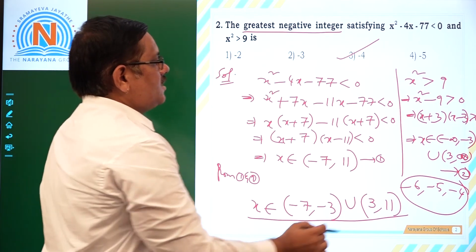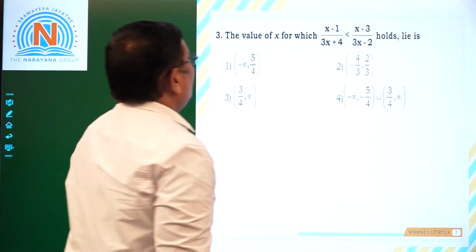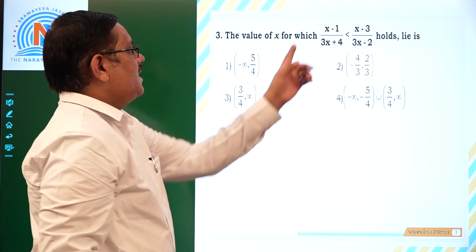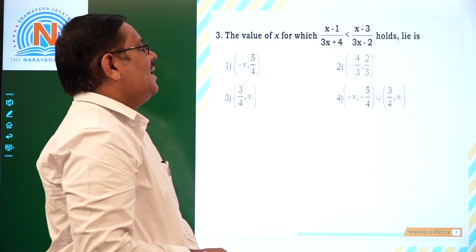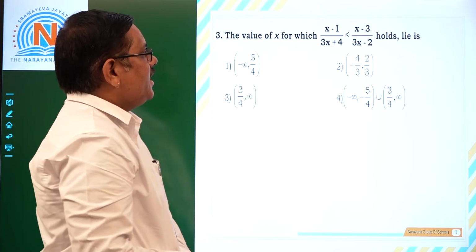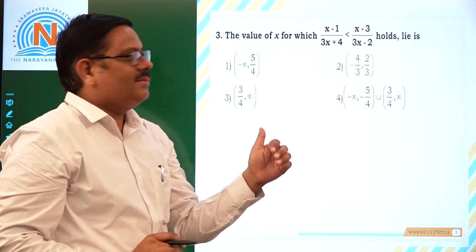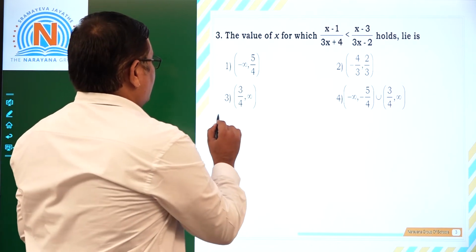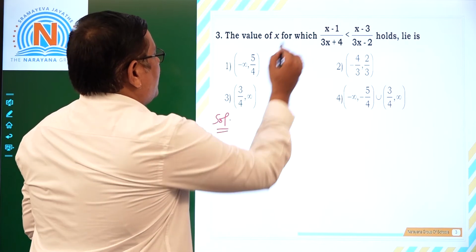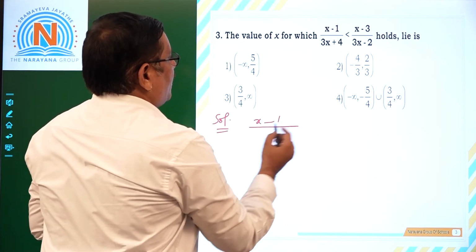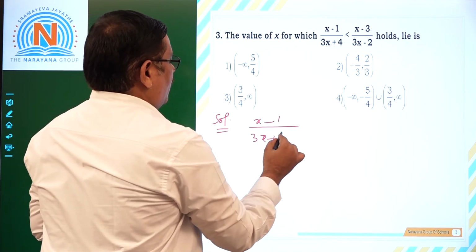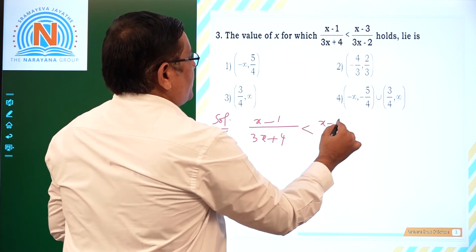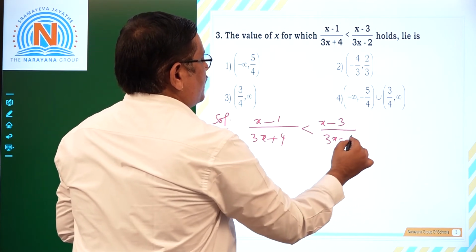Okay. Now we will move to the next question. The value of x for which (x minus 1) by (3x plus 4) is less than (x minus 3) by (3x minus 2) holds lie in the interval, is asked. Given, let us take the given inequality. (x minus 1) by (3x plus 4) is less than (x minus 3) by (3x minus 2).